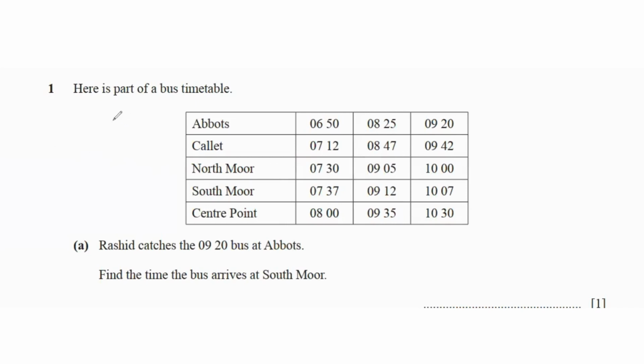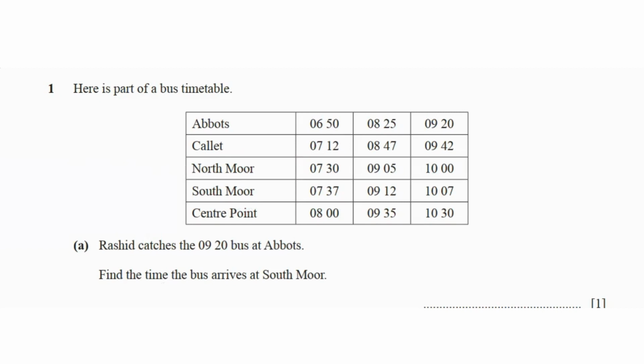First question, it says, here's part of a bus timetable. So they've given us different times for different buses. And it says that Rashid catches the 9:20 bus at Abbots. Find the time the bus arrives at Southmore.